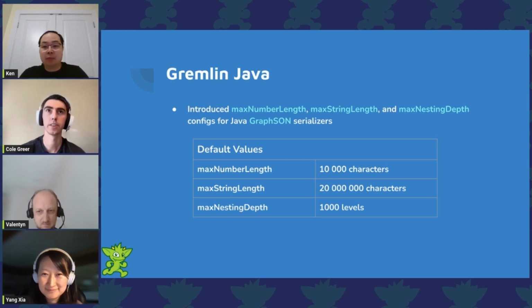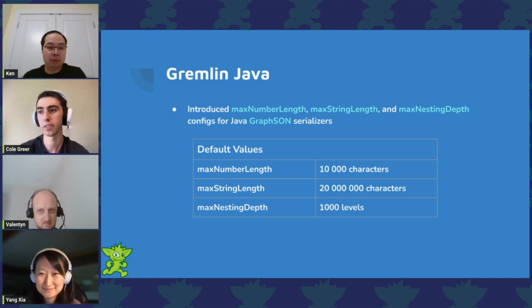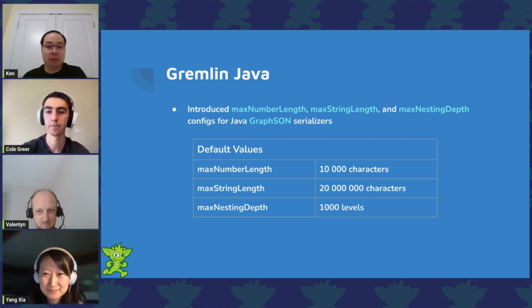And these can be configured on the server side. They can be set through the standard serializer config in your server config YAML. And in the driver, you can adjust it through the cluster builder and just through the driver settings there. So yeah, these are there.